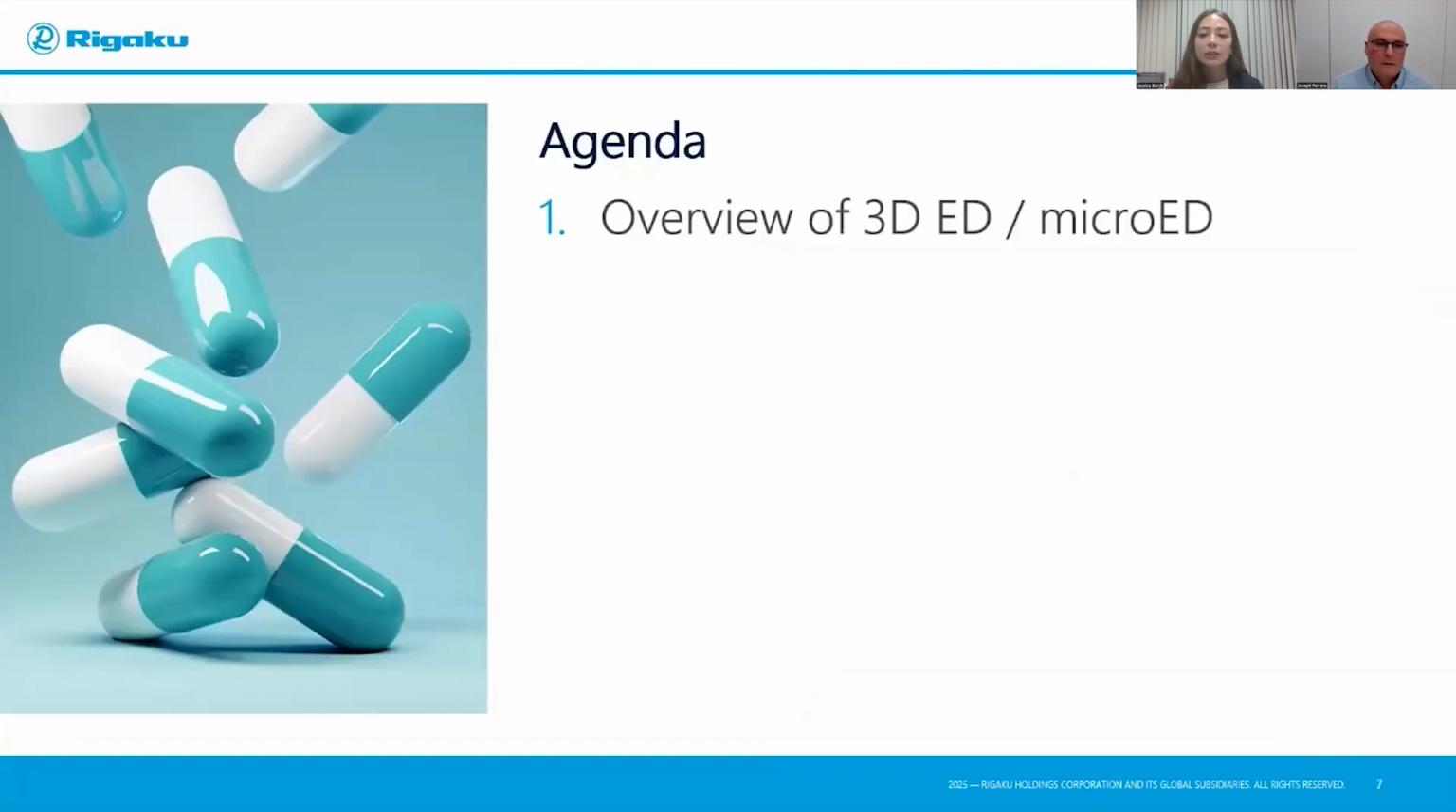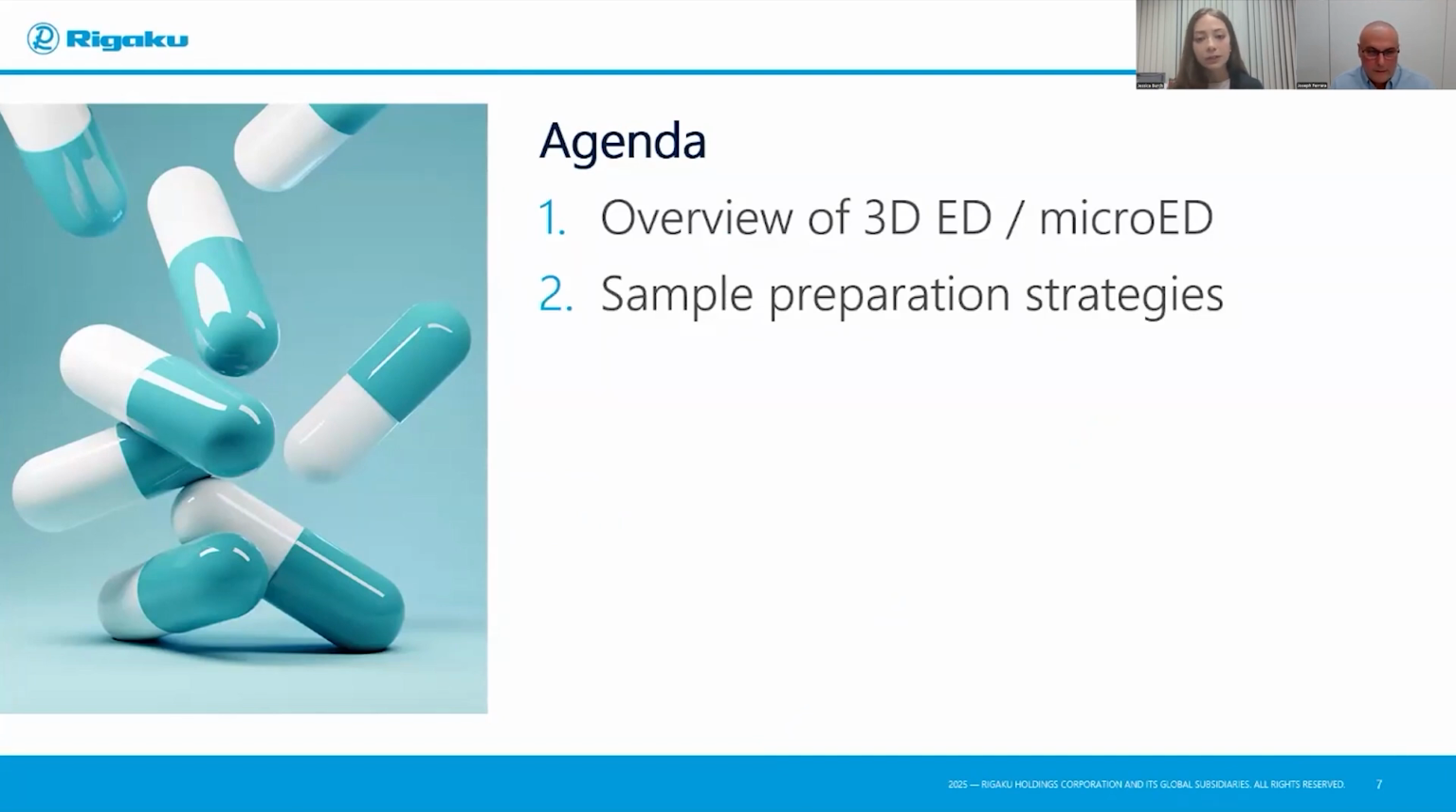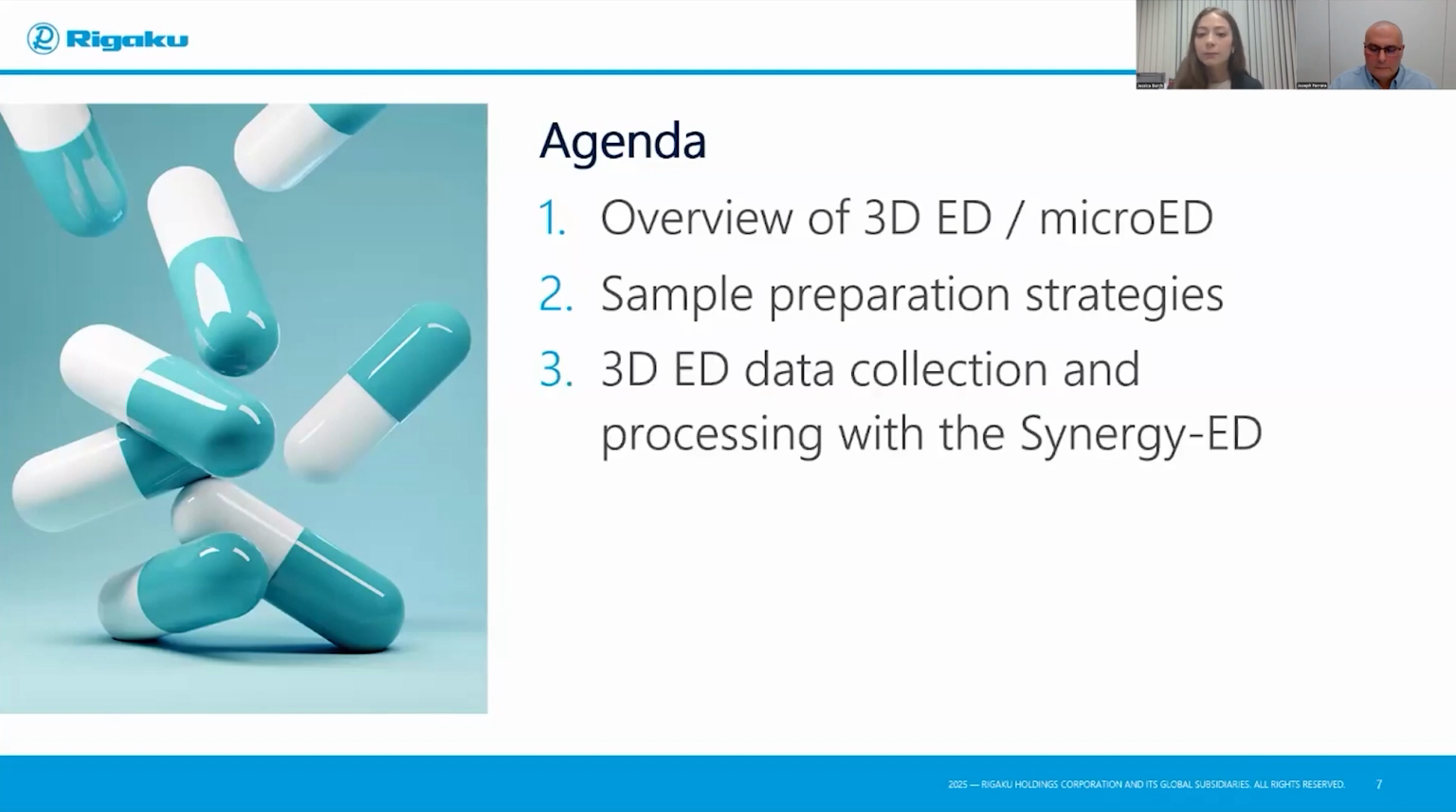So let's go ahead and get started by looking at our agenda for today's talk. The first thing that we're going to do is an overview of the technique of 3D-ED and micro-ED. After this, we're going to go through some sample preparation strategies. So we'll talk about how to pre-characterize your sample, the types of samples we can look at, as well as the hands-on aspects of preparing grids and loading them into the diffractometer.